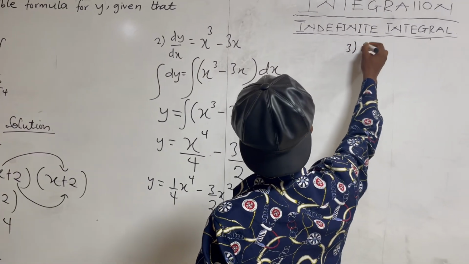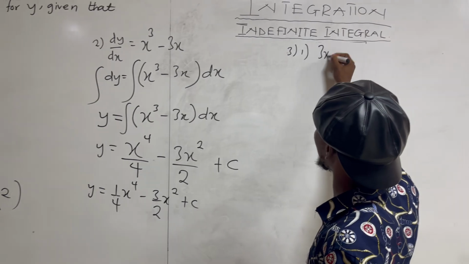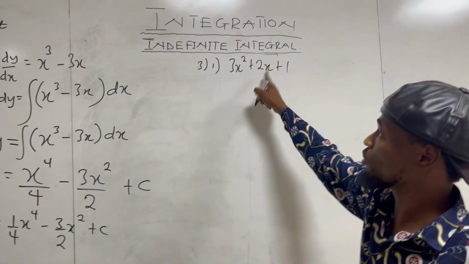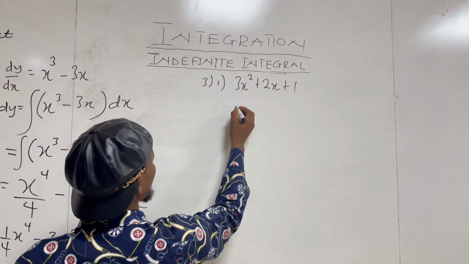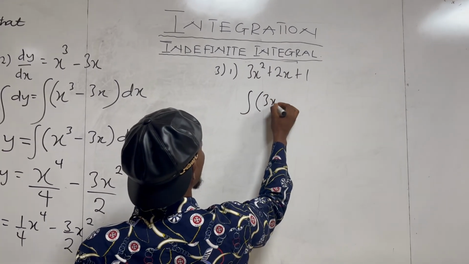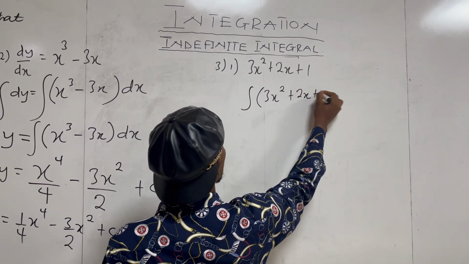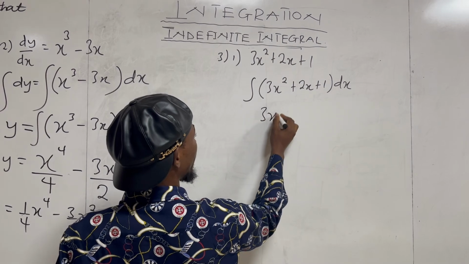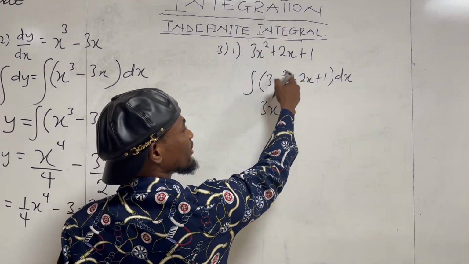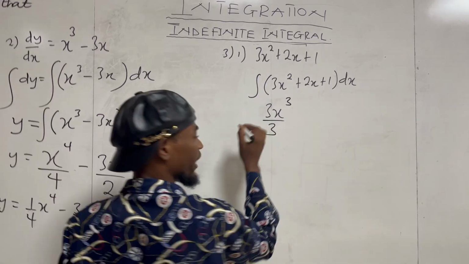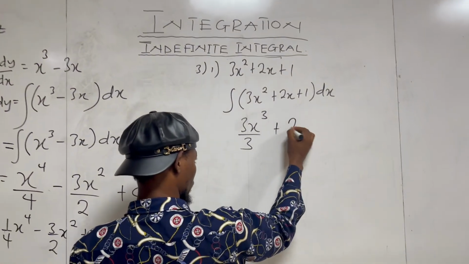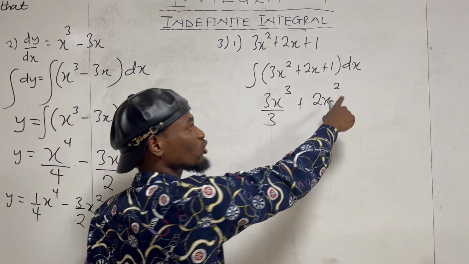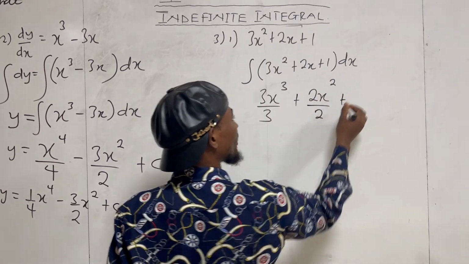Number 3i. We have 3x squared plus 2x plus 1. To integrate this, we have the integral of 3x squared plus 2x plus 1 dx. And this is the same as 3x, 2 plus 1 is 3, right? Then all over the exponent 3. Then plus 2x to the power 2, because this is 2x to the power 1. You add 1, it becomes 2. Then all over 2.